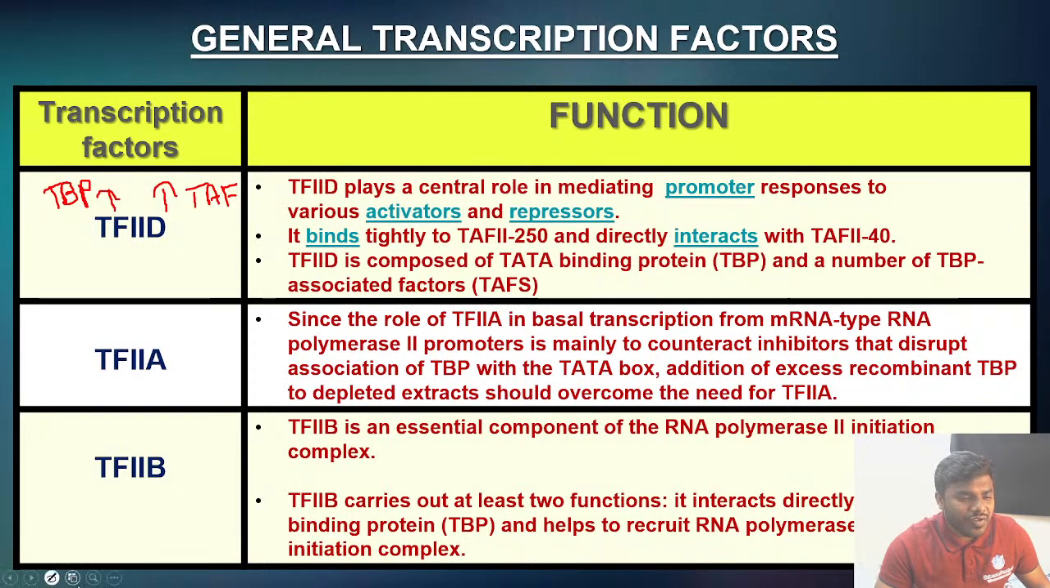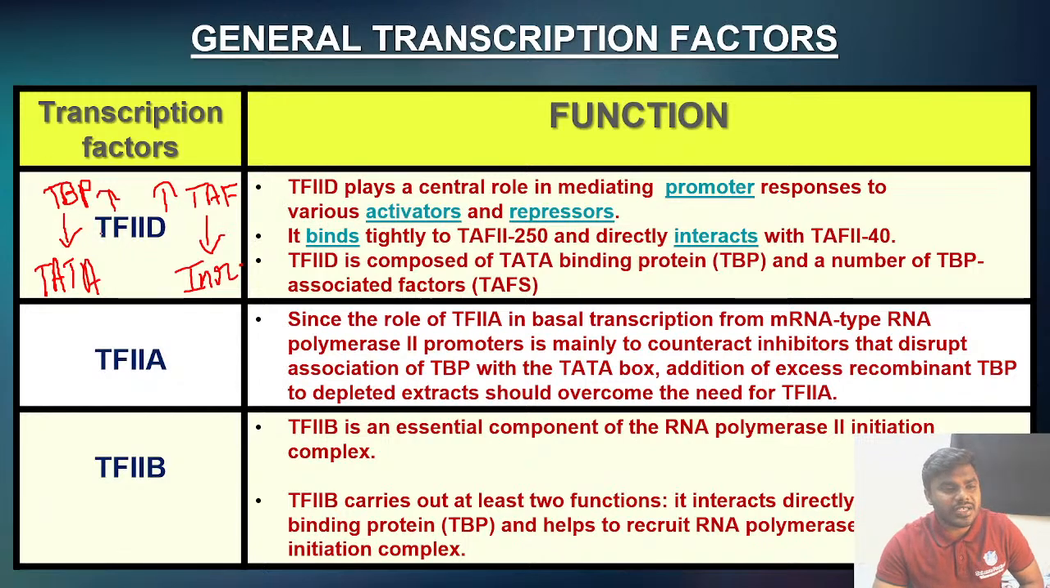Every student, please listen carefully. Where will TBP associate? TBP will go and associate with the TATA box. Then TAF will go and associate with the INR. Very simple point. Transcription factor 2D contains 2 sub-factors. One we call TBP, another we call TAF. TBP associates with the TATA box, TAF associates with the INR.